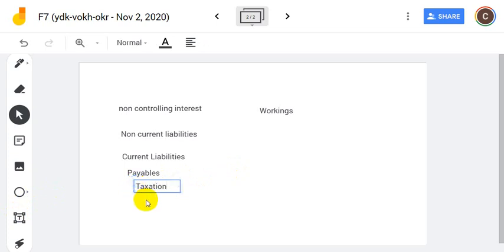Then the last entry will be your taxation: 100% parent, 100% subsidiary. Then you are done. You close, sum up the total equity plus the liabilities, and you're done with the balance sheet.